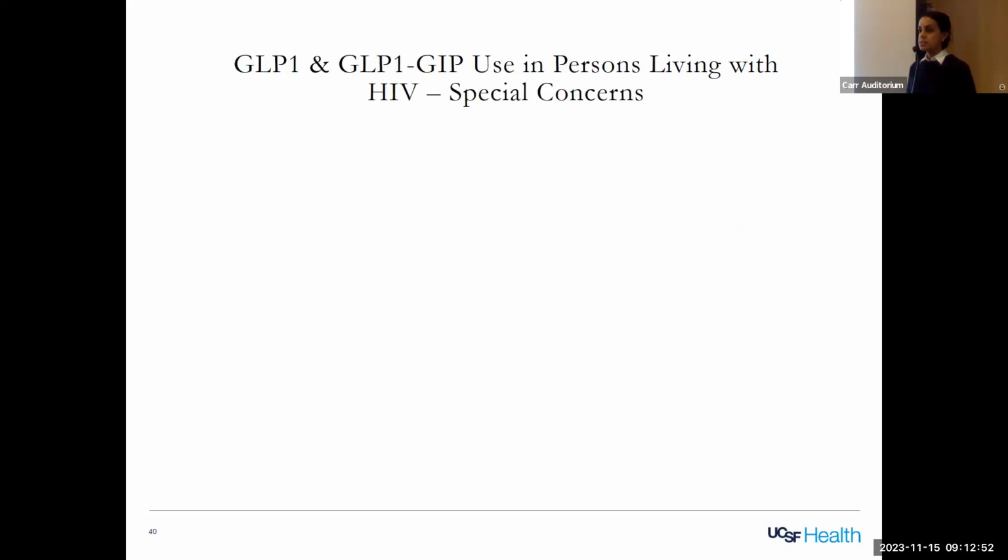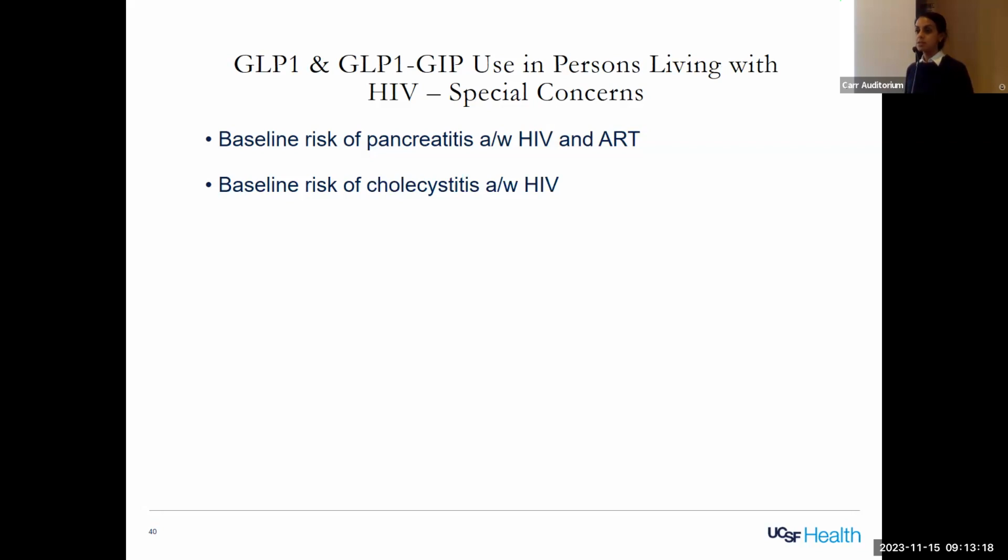So how do we think about this? In the absence of data, I went through my understanding of what risks are associated in your patient population and how we can think about these medications, both in terms of harm and in terms of safety. In terms of harm, you all know this better than me, but there are baseline risks of pancreatitis associated with both HIV and with certain ARTs. There's also a baseline risk of cholecystitis associated with HIV. Pancreatitis and cholecystitis are also both associated with these two medications.